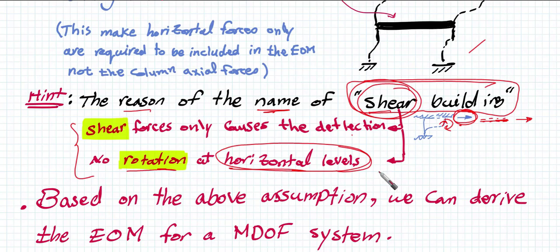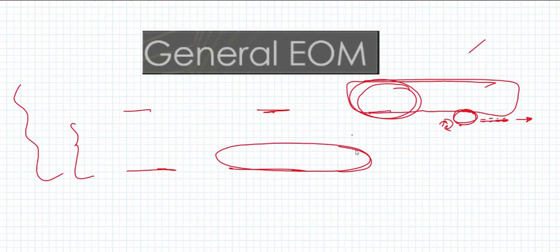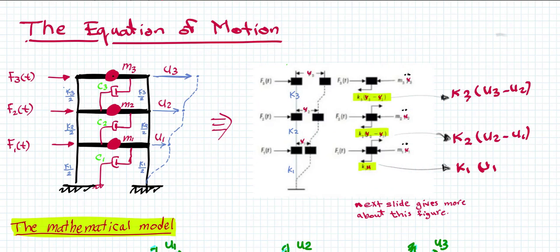Okay. So these are the main concepts that we are going to have for our system. Based on the above assumptions, we can derive the equation of motion for a multi-degree of freedom system. We are going to derive it now, and we are going to see how we are going to derive the equation of motion. Okay, now let's go with this equation of motion.